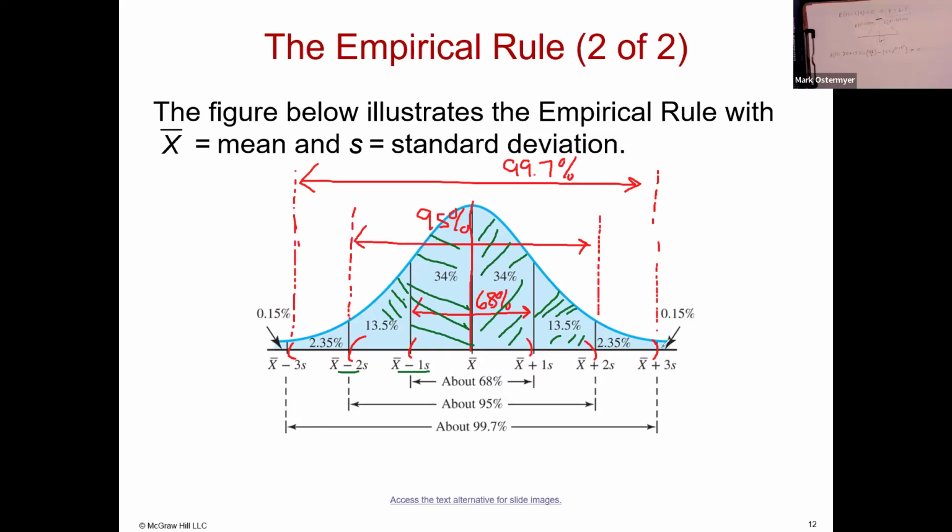0.15% of your observations are greater than three standard deviations above your mean, and 0.15% of your observations are less than three standard deviations below your mean. Okay, so that's the empirical rule. So I would become familiar with this rule. It's going to help you out when you do go to do some work.